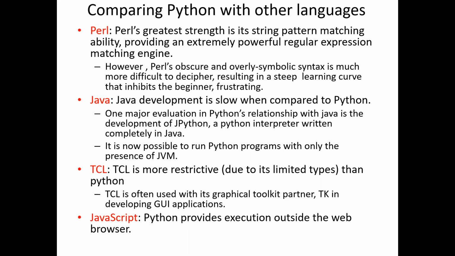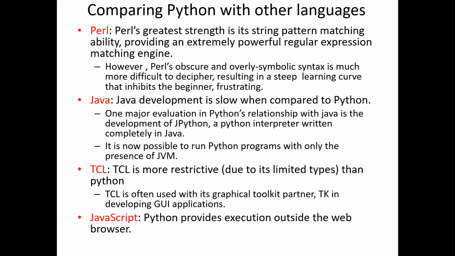Coming to the Java language, the development is very slow when compared to the Python language because the lines of code in Java are more. This makes Java development slow. But coming to the execution part, Java execution is fast, but development is slow. And when coming to Python, development is fast and execution is slow.